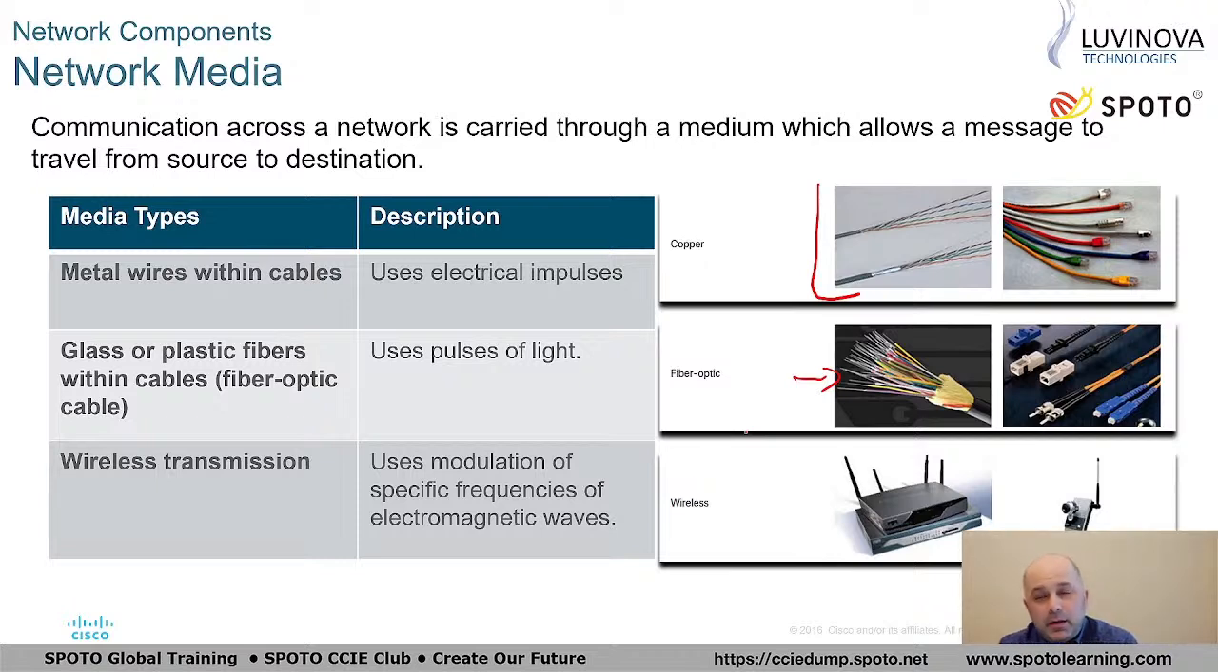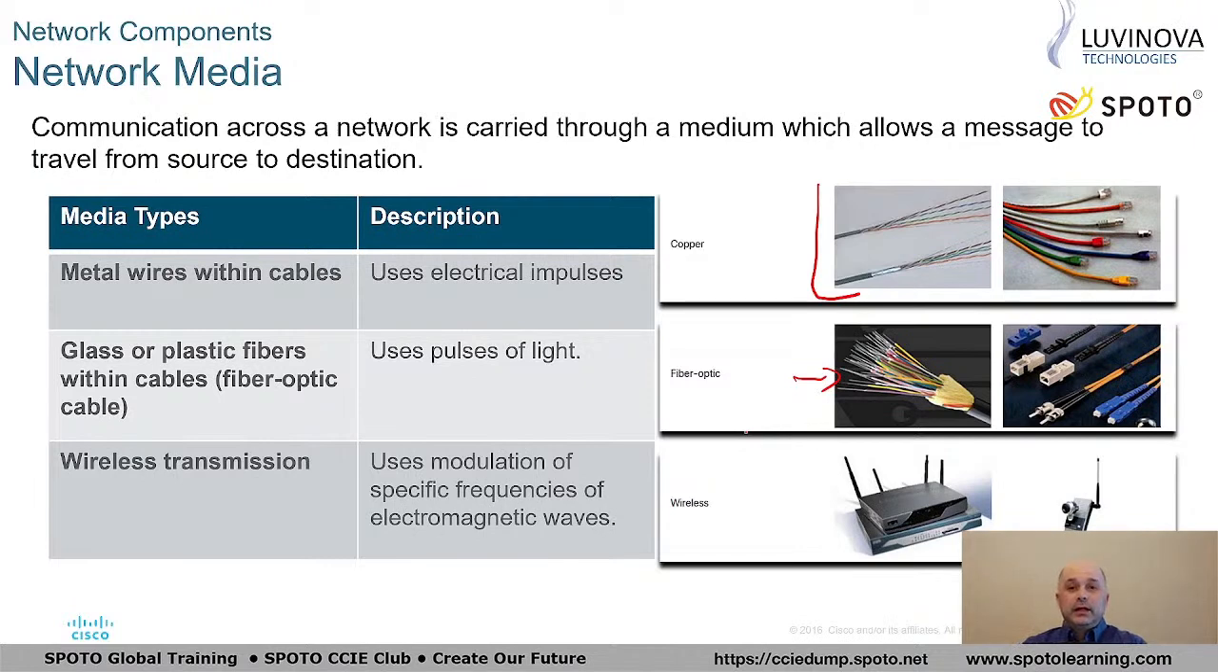So fiber optics, just a few keywords, a few important things that I can say about fiber optics. Fiber optic is a high-transmission cable. It's high bandwidth. It's a very efficient cable. Why? Because the core of the fiber optic is made from glass. And what's the carrier of the signal? It's a light pulse.